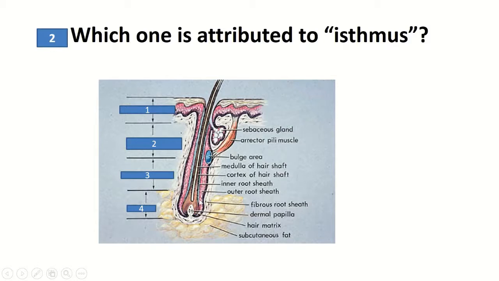The bulb is here, the part that is located in the subcutaneous fat. The distance between bulb and isthmus is called stem. So from ostium down we have infundibulum, isthmus, stem and bulb. And another key point is Adamson's fringe, that is the border between the subcutaneous fat and the dermal part of the hair follicle. Adamson's fringe here, between 3 and 4.